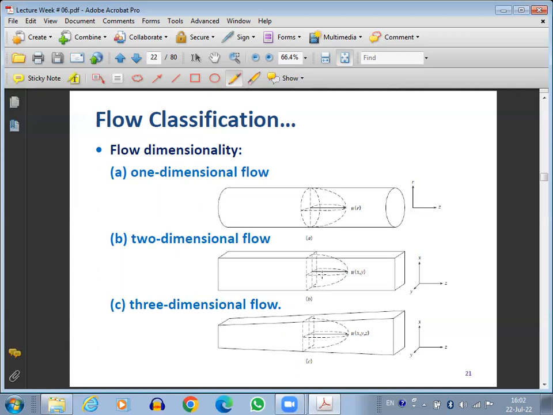So a lot of flow classifications that we have gone through. Okay. Steady flow, unsteady flow, uniform, non-uniform, laminar, turbulent, path line, streamline, streak lines, one-dimensional, two-dimensional, three-dimensional.